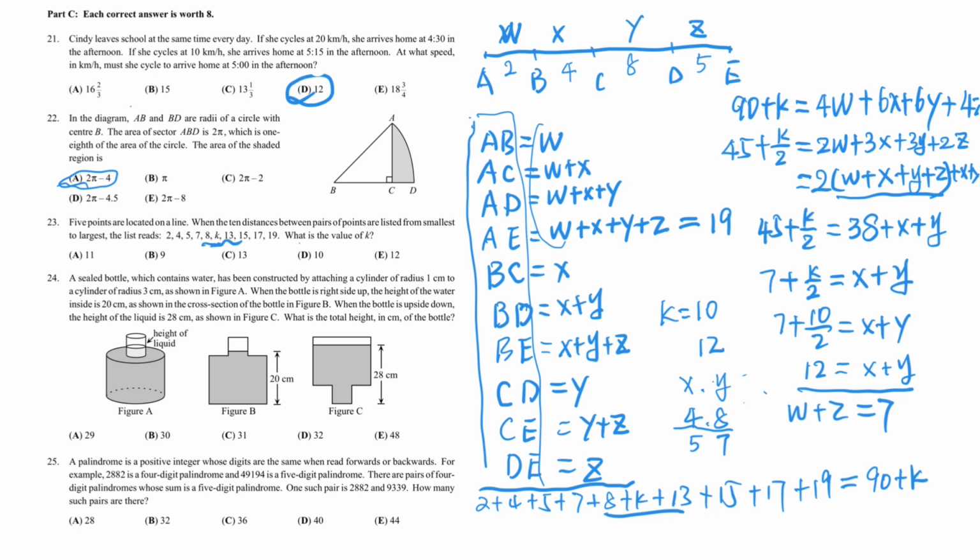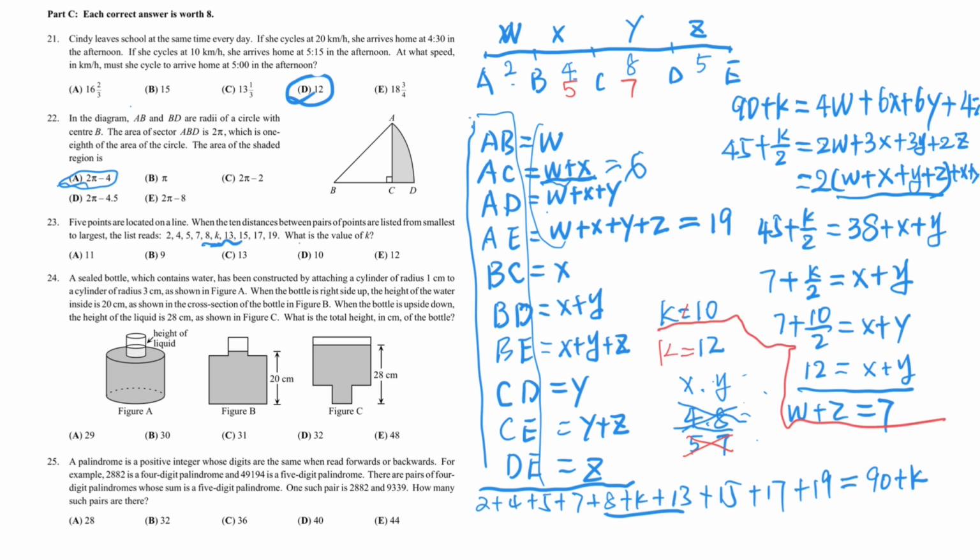Now we can see that this one, w plus x, must be equal to 6, but there is no distance 6, so 4 and 8 does not work. If x and y are 5 and 7, and w plus z is still 7, that means the only option is 2 plus 5, but we already used the 5, only one 5, so 5 and 7 does not work.